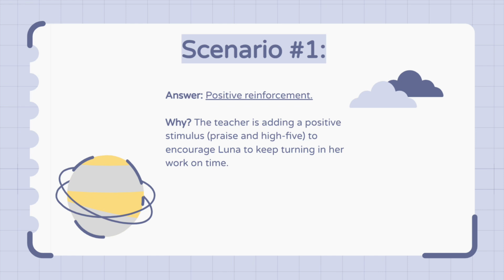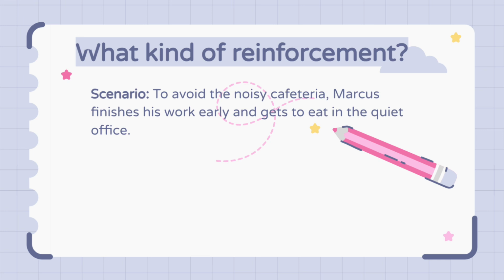And then for the second one and last one, what kind of reinforcement is in this scenario? So to avoid the noisy cafeteria, Marcus finishes his work early and gets to eat in the quiet office. Again, I'll give you a couple seconds.